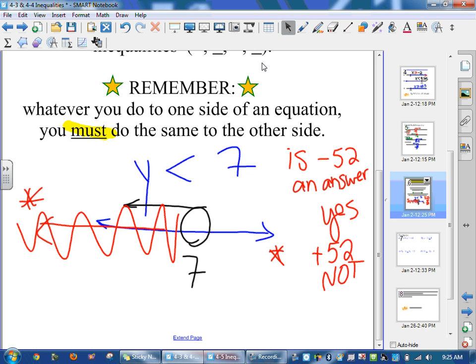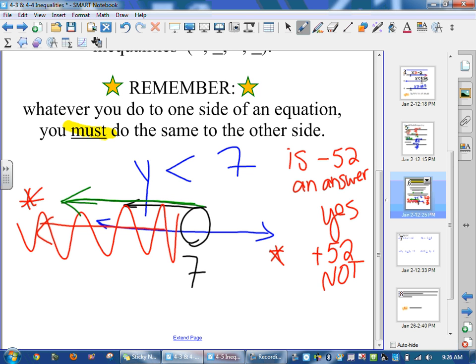What other numbers would be possible solutions? Hands up. What other numbers could be possible solutions? 5. Excellent. 6. Yes. 0. Nice. How about, give me a couple decimal answers. Negative 12 million point 5. Okay, yes, it's a possible answer. Any others? 1.632. What about 6.99? Is that a possible answer? Yes, because 6.99 would be about right there.